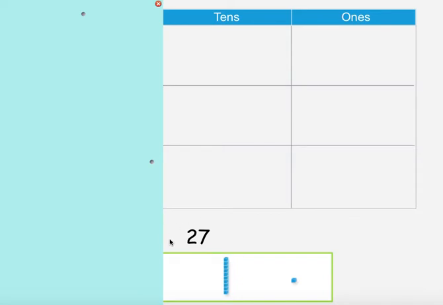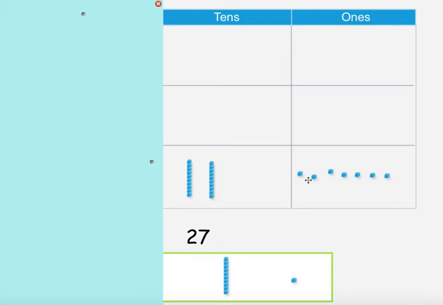Okay, so this time we have the number 27. Let's start by building it with our cubes. So we need 7 ones to begin. 1, 2, 3, 4, 5, 6, 7. And there are 2 tens. 1, 2. Let's write our numbers out to match.